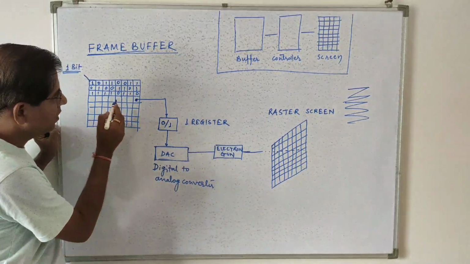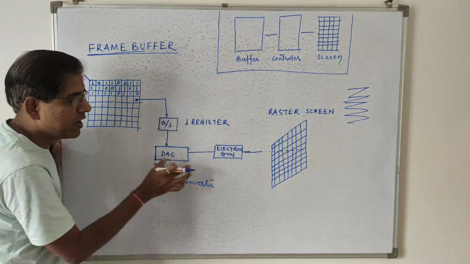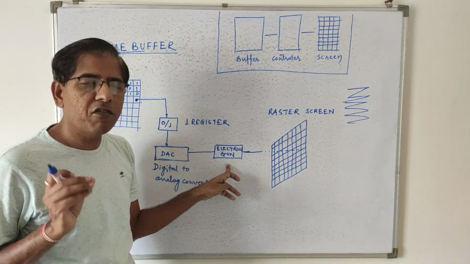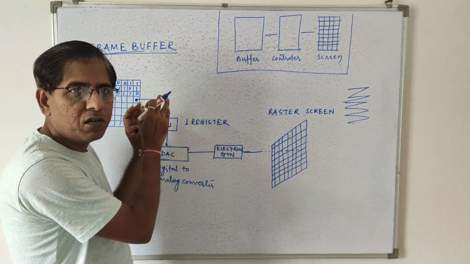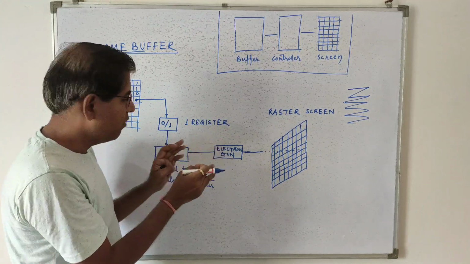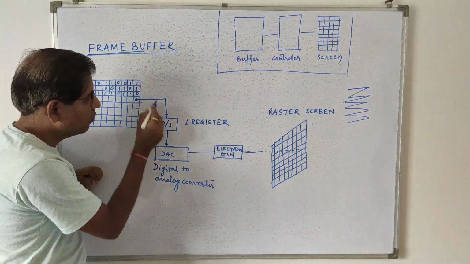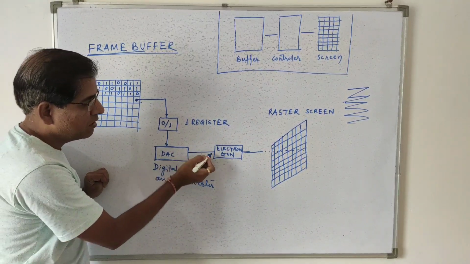Okay, because the information which is stored in the memory location is in digital form, whereas the electron gun requires the input in the form of analog voltage. So to convert the information from digital to analog, we need a digital to analog converter. Now this 0 is converted into analog voltage.